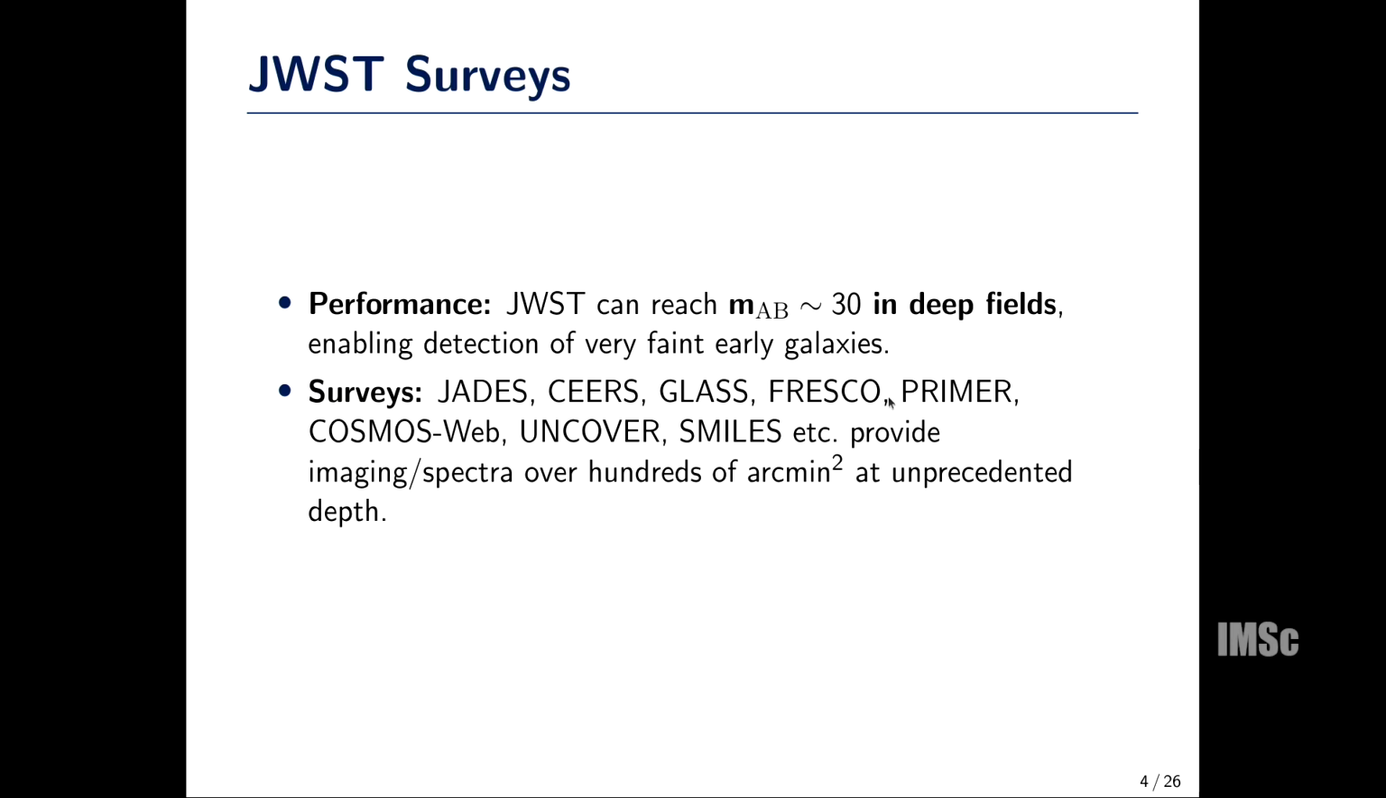A number of galaxy surveys have been carried out with JWST, and it is so sensitive that you can reach apparent AB magnitudes of 30 in various fields, and this enables the detection of extremely faint, very high redshift galaxies. These are some of the surveys which have released data. There's a very short proprietary period for JWST data. So all of these surveys either have public data in some partially reduced form, or many of them have fully reduced data and catalogs, etc., which are publicly available.